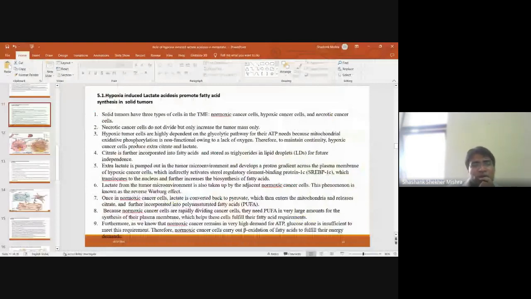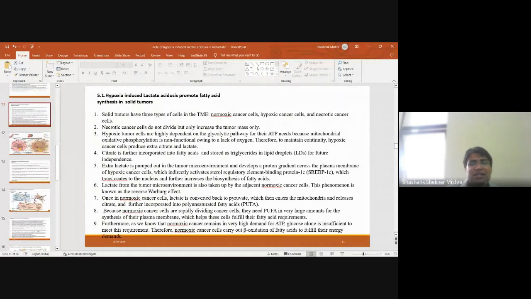So look at this. Solid tumors have three types of cells: normoxic cells, hypoxic cells, and necrotic cells. Necrotic cancer cells do not divide but only increase the tumor mass. Hypoxic tumor cells are highly dependent on the glycolytic pathway for their ATP needs, because mitochondria triglyceride in the lipid droplets for future independence.